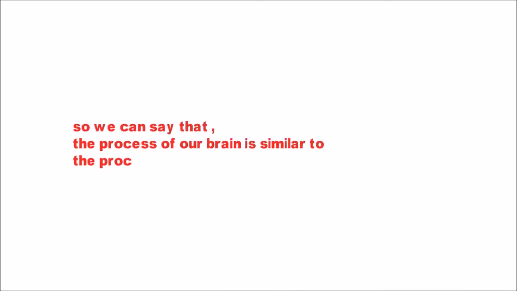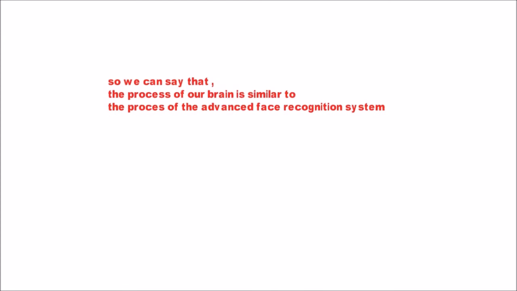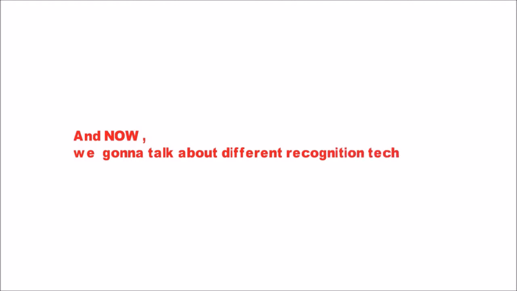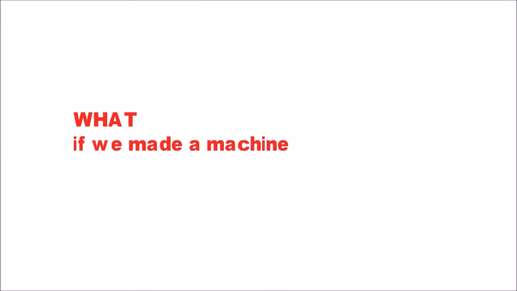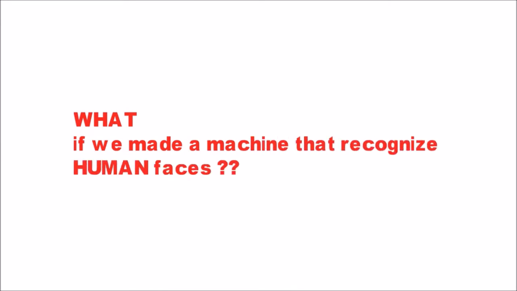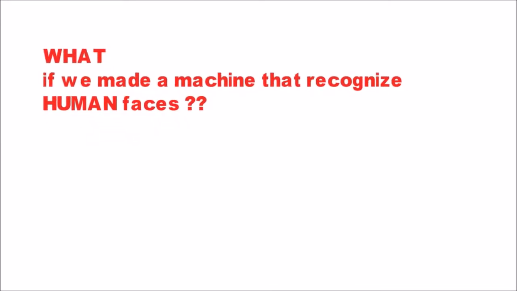So we can say that the process of our brain is similar to the process of an advanced face recognition system. And now we're gonna talk about different recognition techniques. We managed to create identification systems which could identify a person by his or her fingerprint or voice, and they are widely used. But we found that we have to work on a more accurate system. So what if we made a machine that recognizes human faces?